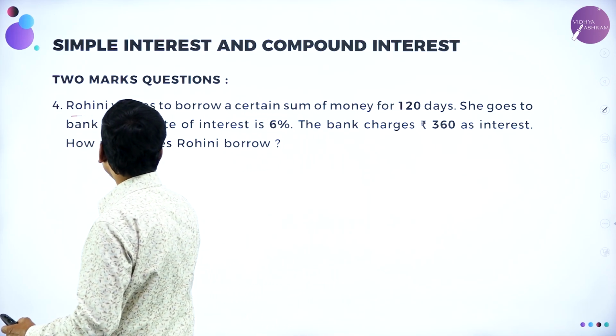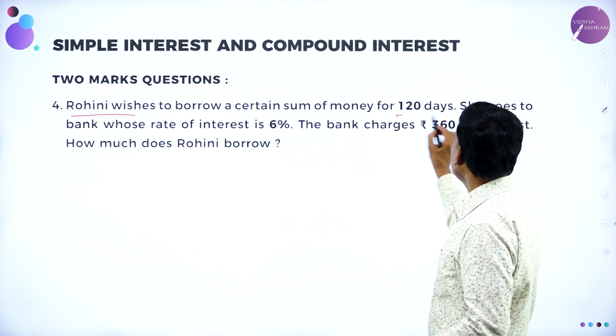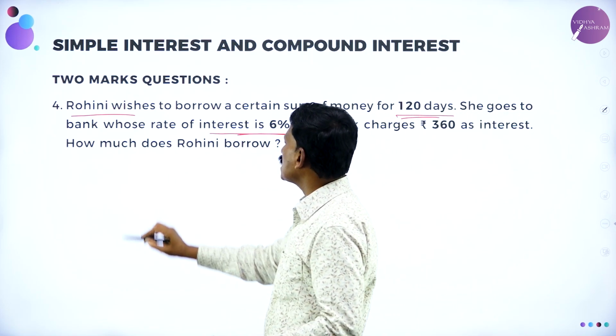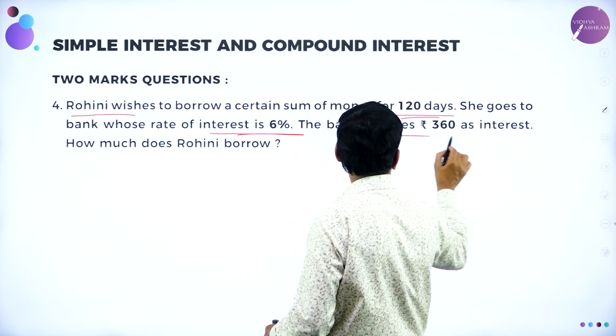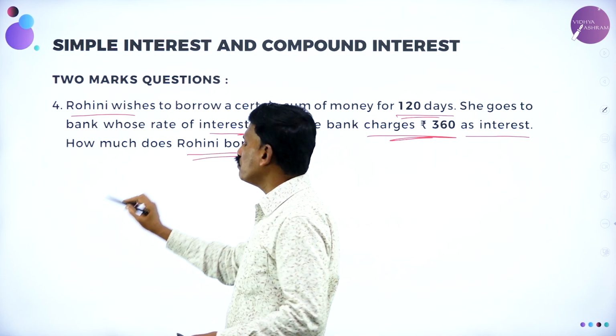Again 2 mark. Rohini wishes to borrow a certain sum of money for 120 days. She goes to the bank whose rate of interest is 6%. The bank charges rupees 360 as interest. How much does Rohini borrow?